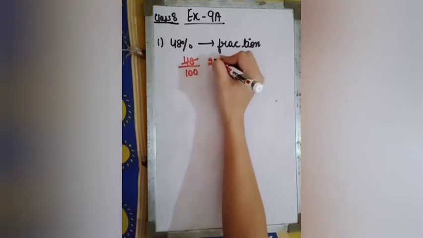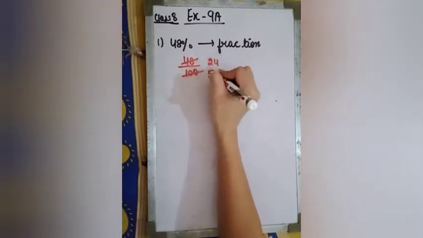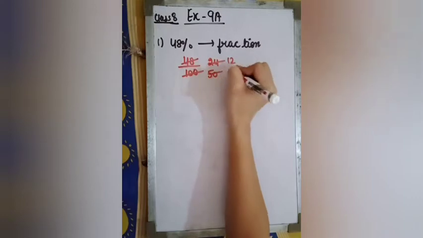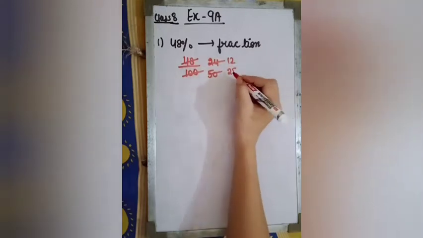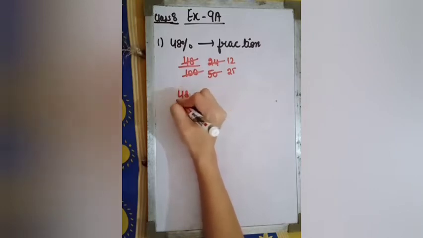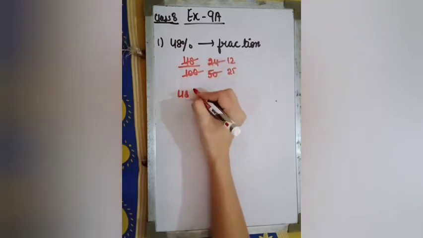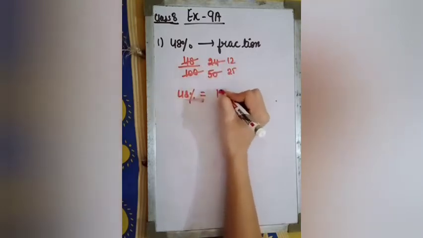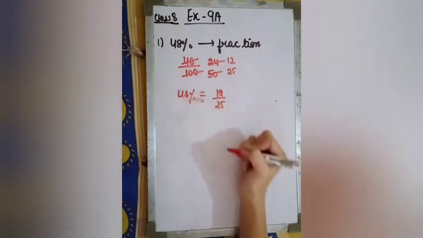2 2s are 4, 2 4s are 8, 2 5s are 10, 0, 12, 25. Now this cannot be cancelled further. So 48% can be written in fraction as 12 upon 25. Now this is the fraction.